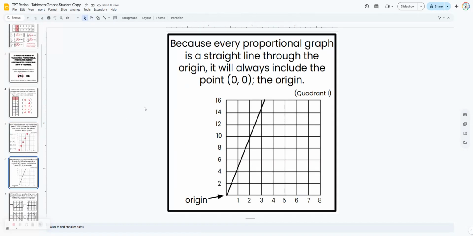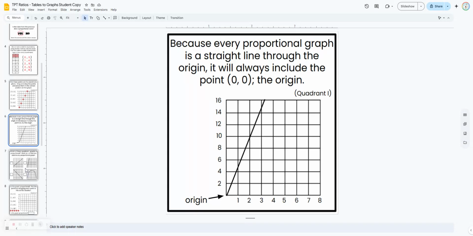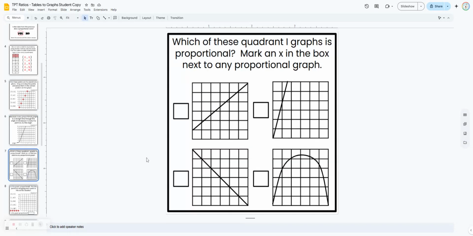Now the next slide states that because every proportional graph is a straight line through the origin, it's always going to include the point 0, 0 of the origin. So we know it's a proportional graph if it's a straight line through the origin. So on the next slide, students are just going to be determining whether these are proportional graphs. And we can see that only one is a straight line that goes through the origin, so we only have one proportional graph here.